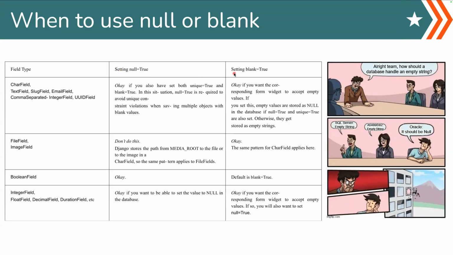We can set a field to null equals true or blank equals true. Null we're familiar with. And this is saying in Postgres, a null value is okay. This blank setting is a new one. And this is specifically for Django's form validation logic that happens before we save to the database, that we will learn more about tomorrow.